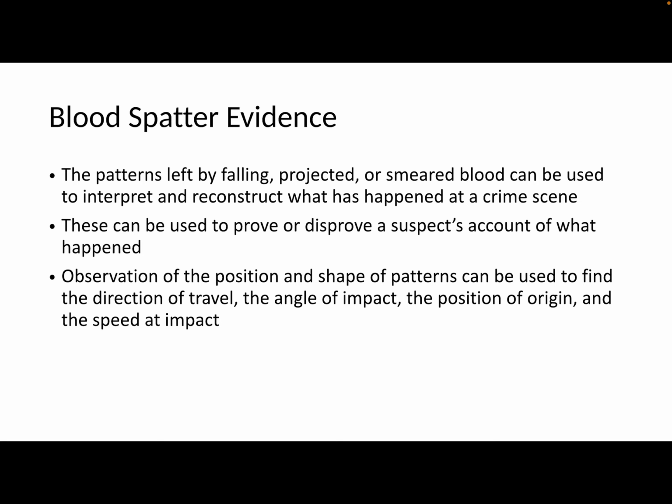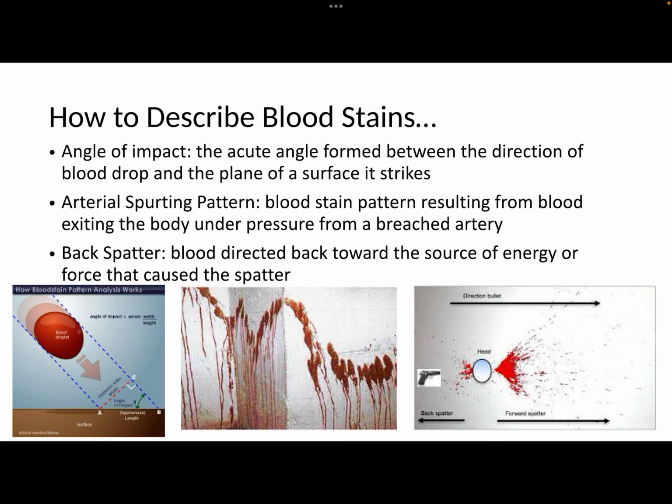An observation of the position and shape of blood patterns can be used to find the direction of travel, the angle of impact, the position of origin, and the speed of impact. So these are going to be some things that we can figure out based off of what evidence specifically we find. So we're going to be going over some different types of blood spatter patterns that we look at. And these are alphabetical, so some of them we will refer back to as we go through these.